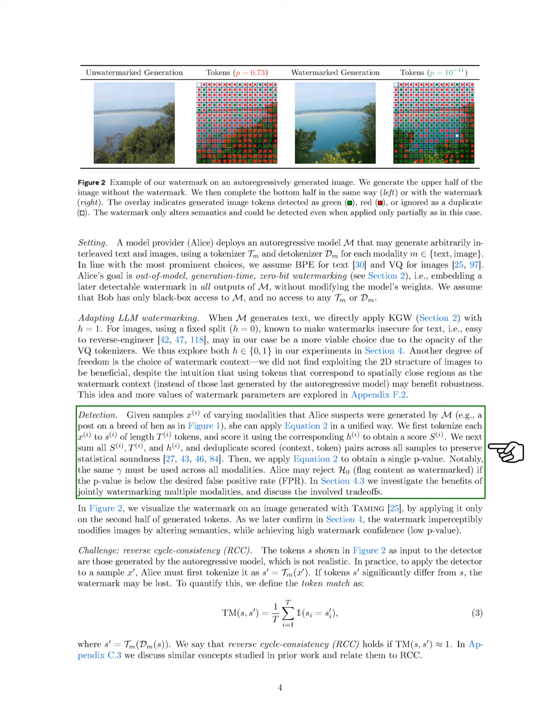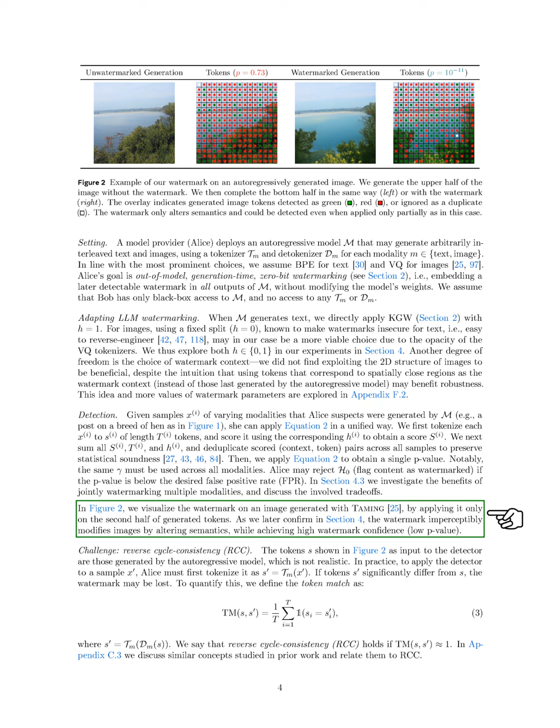We investigate the advantages of watermarking multiple modalities together and discuss the trade-offs involved. In our visualizations, we show how the watermark is applied to images generated with taming, specifically on the latter half of the tokens. Our experiments confirm that the watermark subtly alters images while maintaining a high level of confidence in its presence. We also address the challenge of reverse cycle consistency, RCC.